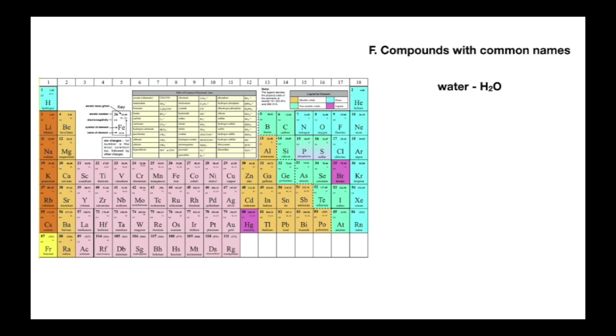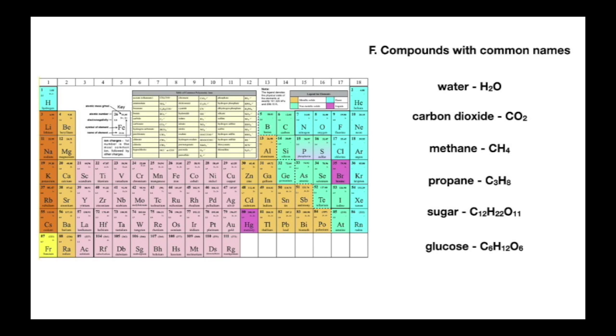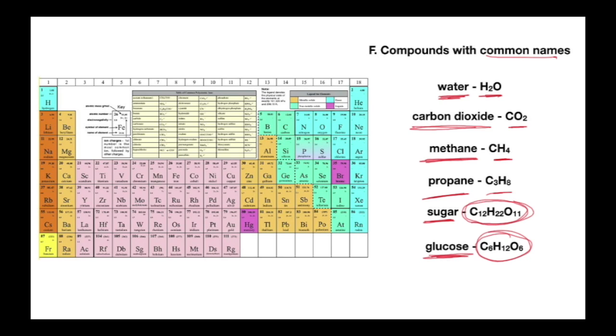And then there's some compounds with common names. I just want you to know them. I'll put them up all on the screen. So you probably all know that water is H2O. Carbon dioxide is CO2. Here's one you need to know. It's called methane. Okay. Here's another one called propane. Here's another one. It has a more scientific name, but we're just going to have a common name for it. Sugar. Here's another one. This is actually blood sugar or glucose. Anyway, those are some common compounds. I just want you to know what they are.